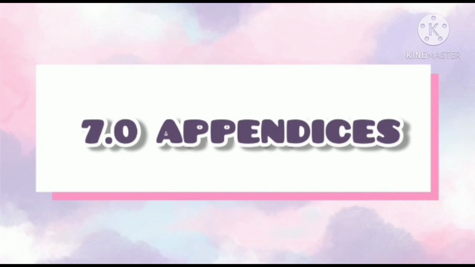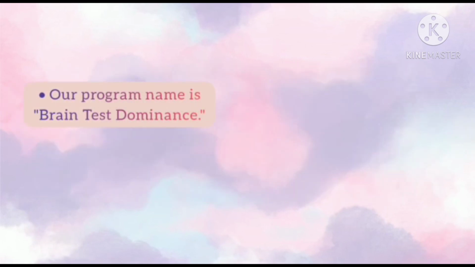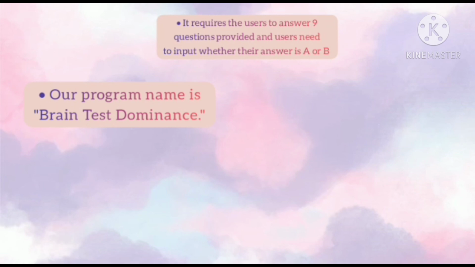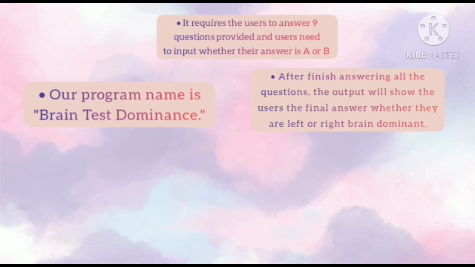Last but not least, here is the brief description of our project. Our program name is Brain Test Dominance. It requires the users to answer the 9 questions provided, and users need to input whether their answer is A or B. After they finish answering all of the questions, the output will show the users the final answer, whether they are left or right brain dominant.